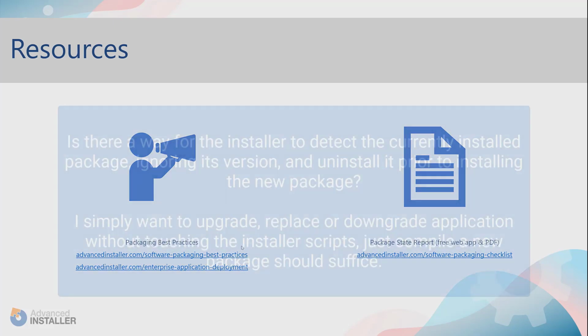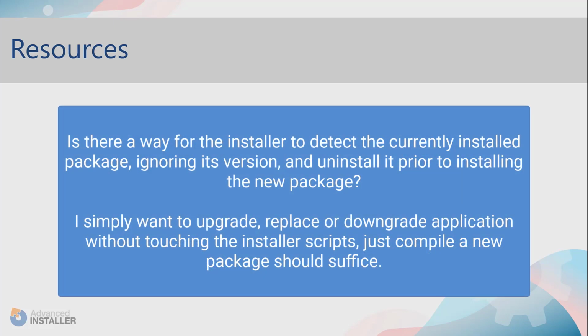Another question from Bjarn. Is there a way for the installer to detect the currently installed package, ignoring its version, and uninstall it prior to installing a new version? I simply want to upgrade, replace, or downgrade the application without touching the installer scripts. Just compiling a new package should suffice. Well, Bjarn, the default support from Windows Installer is to only upgrade versions. So if it finds that a newer version is already installed, by default, when you create a new project in Advanced Installer, the MSI will say that a newer version is already installed on the machine and will not downgrade it.